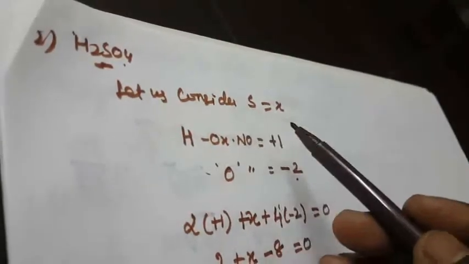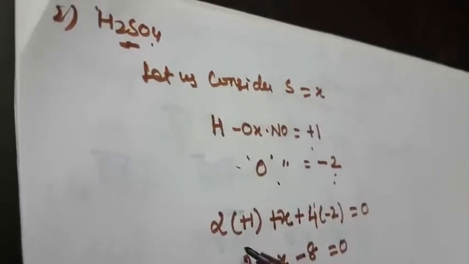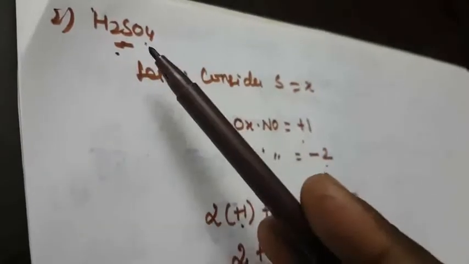This is another calculation. What have we done first? Let us assume S is equal to X. So oxidation number of hydrogen is always +1. Oxygen is always -2. Now you substitute. How will it substitute? 2 into +1, so 2 molecules of hydrogen are there. Hydrogen number is +1, 2 into +1. Then X, then 4 into -2, 4 molecules of oxygen are there. So 4 into -2. Now you substitute all those values. You can find out X equal to +6.